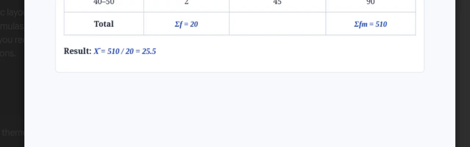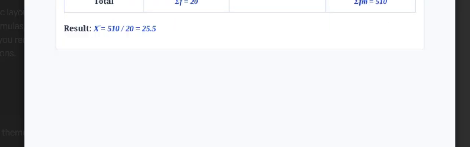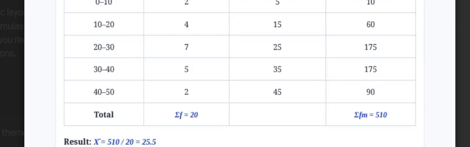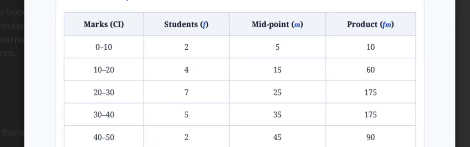This is the same way you can calculate with the shortcut method and step deviation method also. The only difference is we have to make the class intervals here as 0 to 10. We have to find out the mid value, and with the mid value you will treat that mid value as x and do all the calculations. Okay, from this I am concluding the lecture.